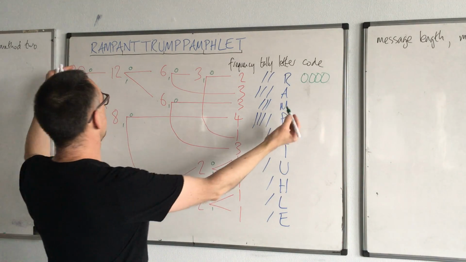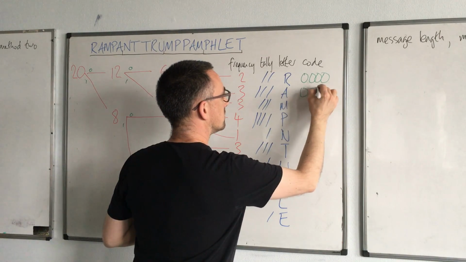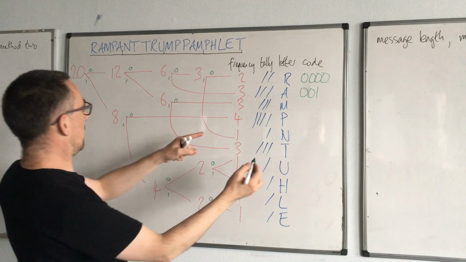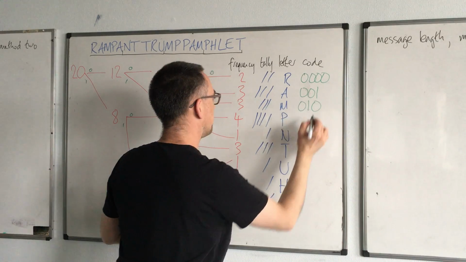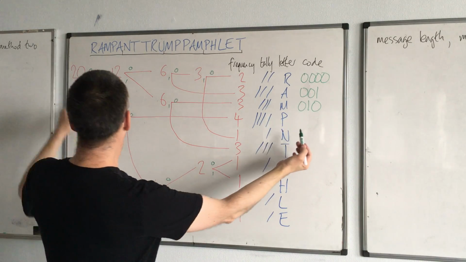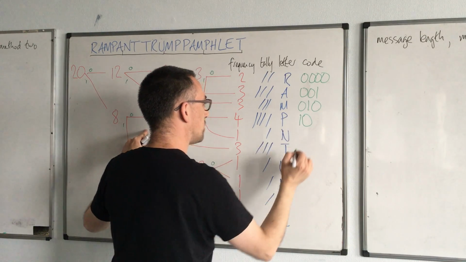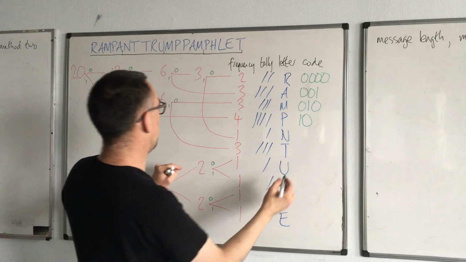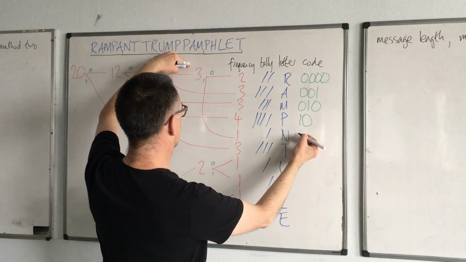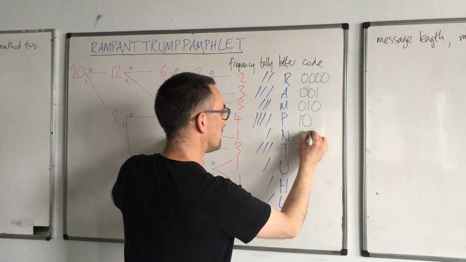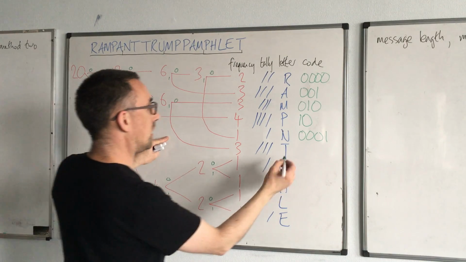The code for A is 0, 0, 1. The code for M is 0, 1, 0. The code for P is 1, 0. Most common letter, shortest code. The code for N is 0, 0, 0, 1. The code for T is 0, 1, 1.